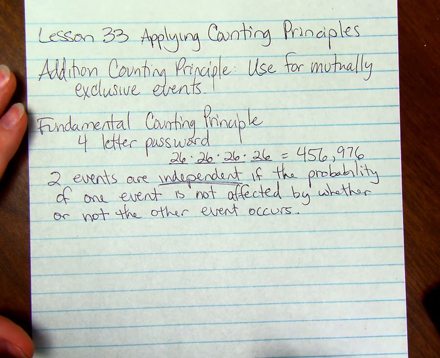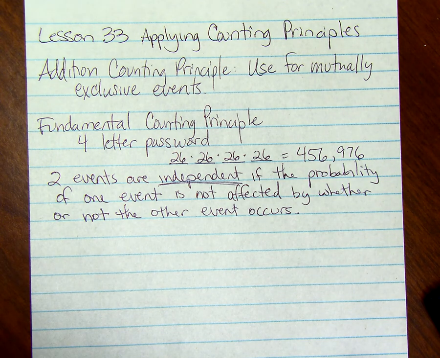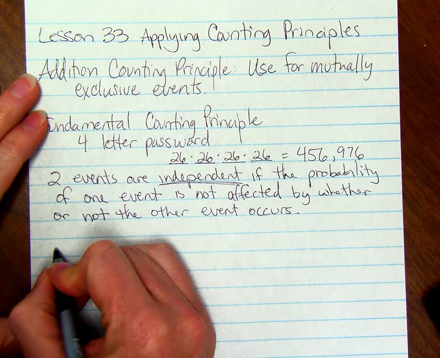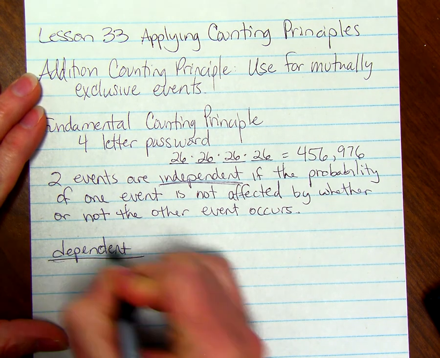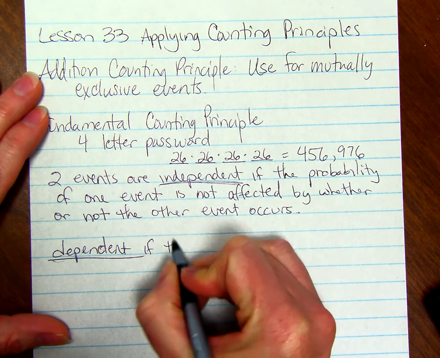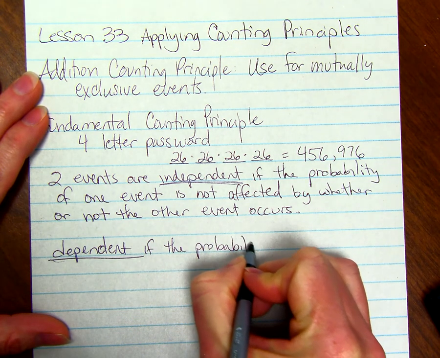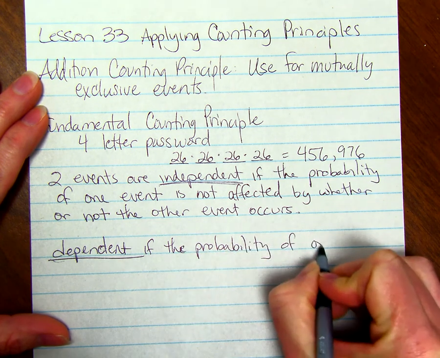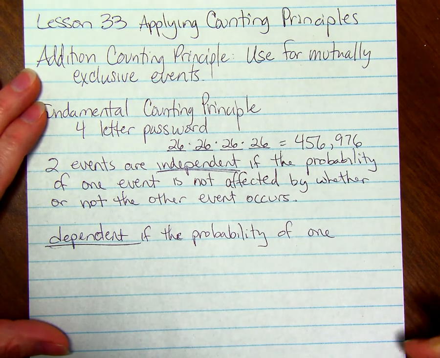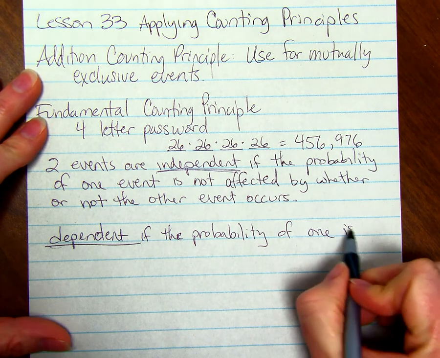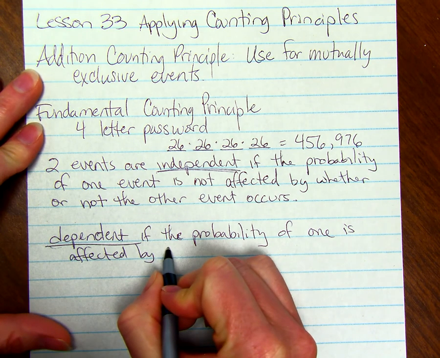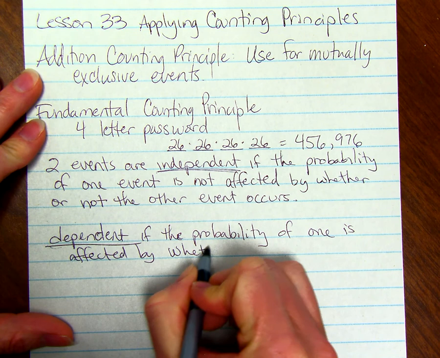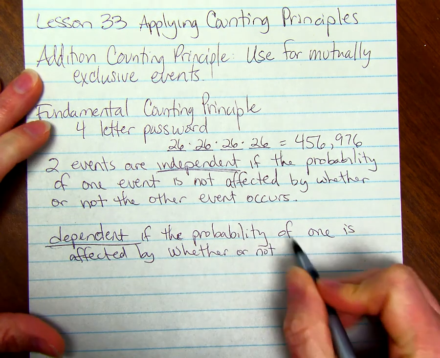Two events are dependent if the probability of one event is affected by whether or not the other event occurs. So they're dependent if the probability of one is affected by whether or not the other event occurs.